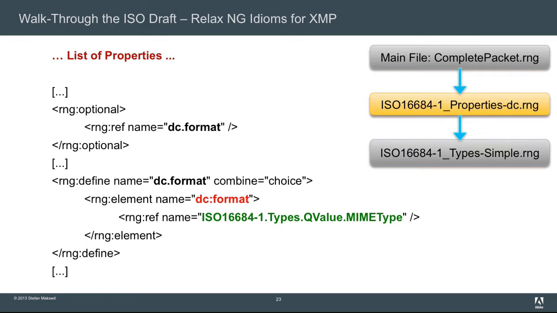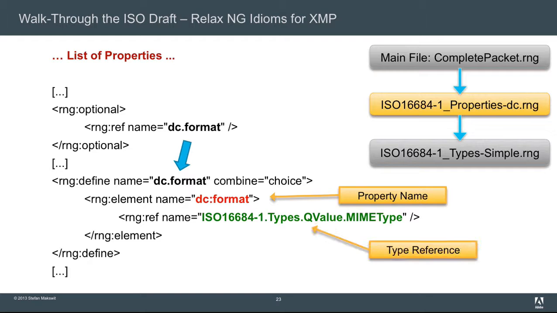So it's the standard name, it's a type, and it's actually a Q value, which is a tag, and the type is a MIME type. And these names are just like variables, you can give them any name if you like. So the upper refers to the lower one. Then there's the property name. I forgot to click these through. Then there's the type reference.